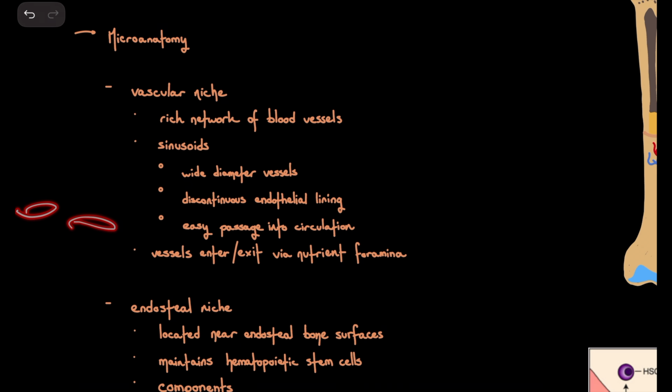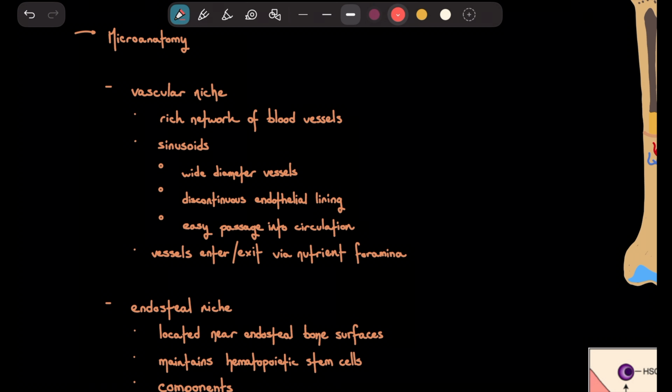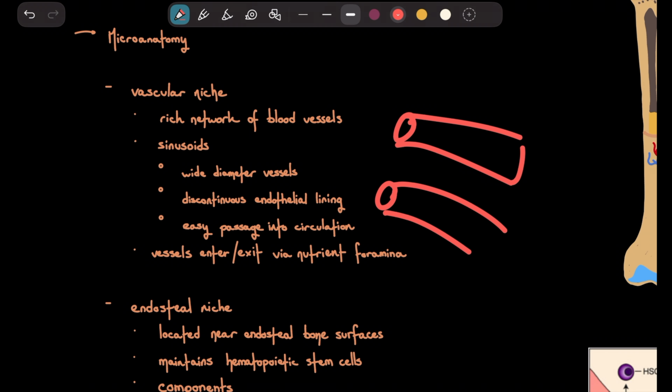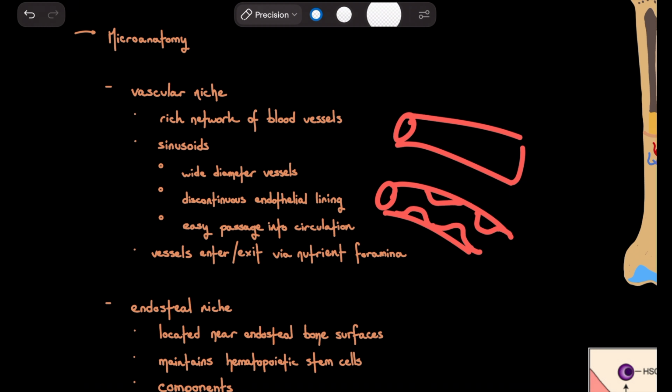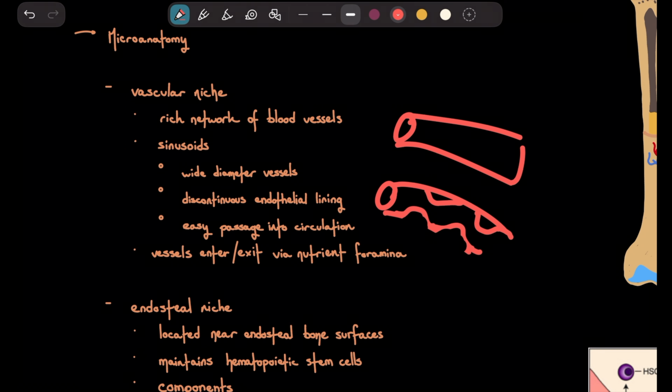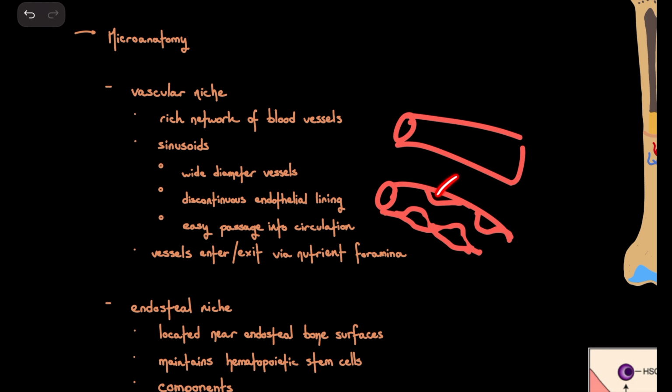So instead of a regular old tube, maybe this tube has open spaces within it. I don't know if that point's getting across, but it's got openings in it, so things can pass in or out with relative ease.